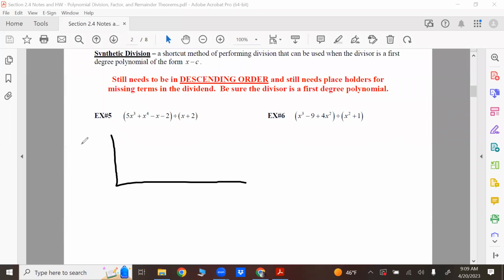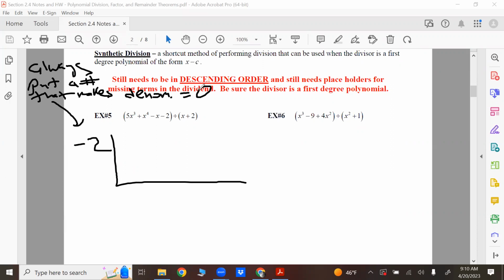Let's try this again. -2. And by the way, you always put a number that makes the denominator equal to 0. But what you're doing here, it's gonna make more sense next week. What you're doing is actually pulling out an x-intercept, because you assume that x plus 2 is a factor of it, and negative 2 is an x-intercept. That's what you're doing. I agree, you never want the denominator to be 0, but that's just the way the process works.